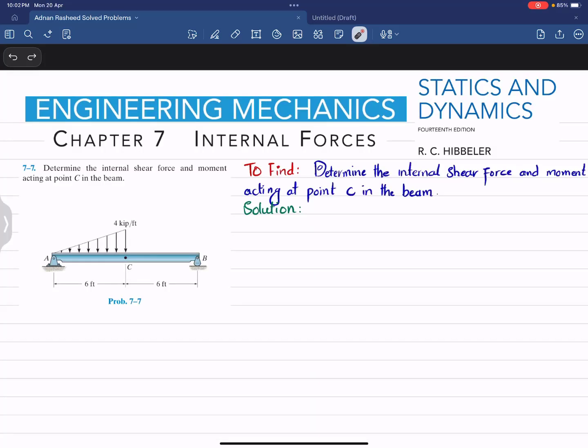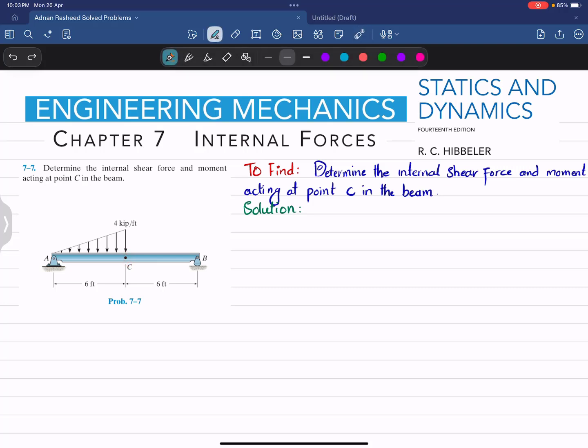Welcome back. In this video, we are going to solve problem 7-7 that is taken from chapter number 7, Internal Forces, and book name is Engineering Mechanics, Statics and Dynamics by R.C. Hibbeler, 14th edition. So the statement is determine the internal shear and moment acting at point C in the beam. So this is a simply supported beam having a triangular load starting from A till C and magnitude of 4 kips per feet. So you have to determine the internal shear force and moment acting at point C. So let's start with the solution.